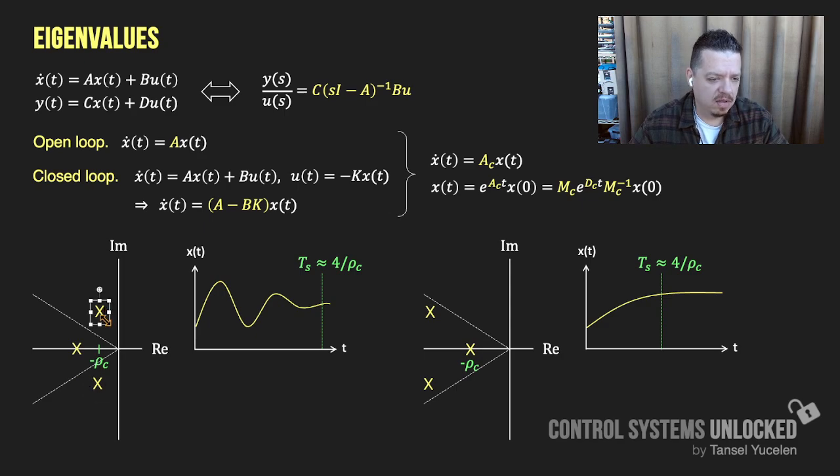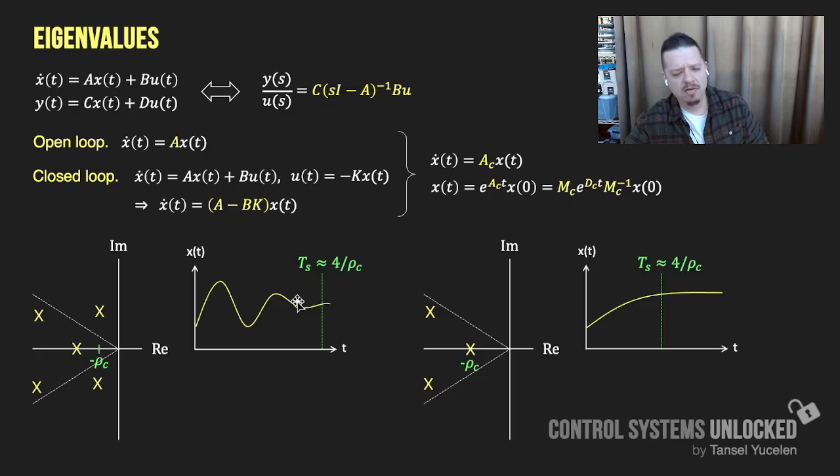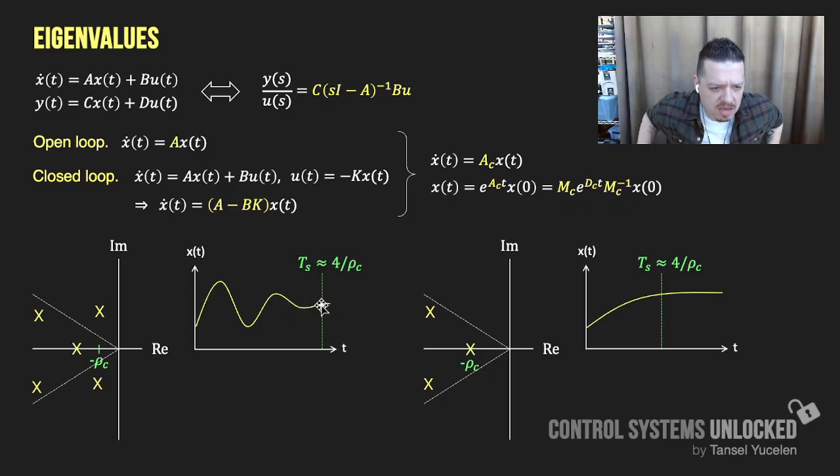Or if you get, for example, two more eigenvalues somewhere here that are far away from the dominant one, you are still going to get more or less basically the same behavior. So the point that I'm trying to make is that how fast the system converges depends on the dominant eigenvalue. Also, whether the system will oscillate or not is also related to the dominant eigenvalue.